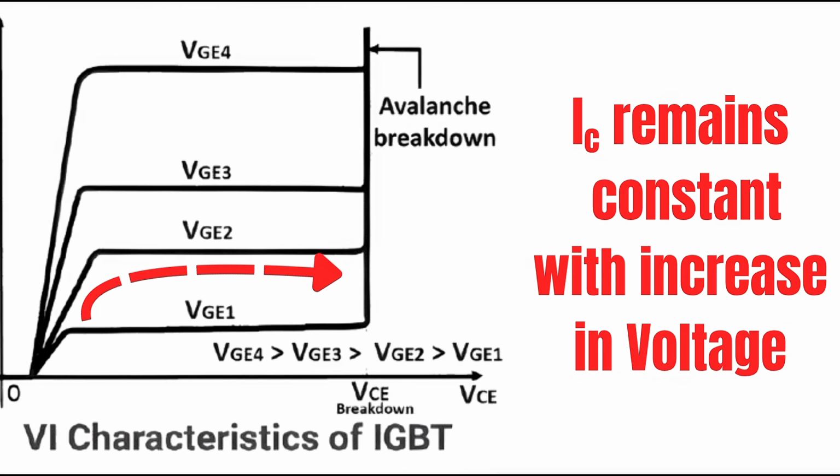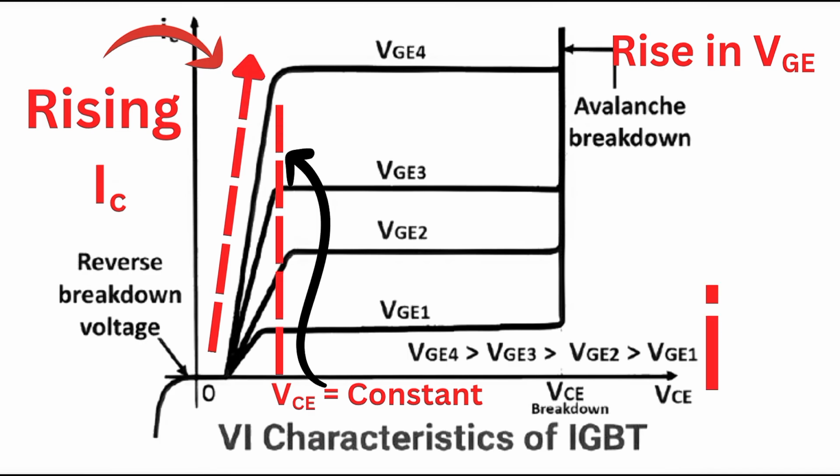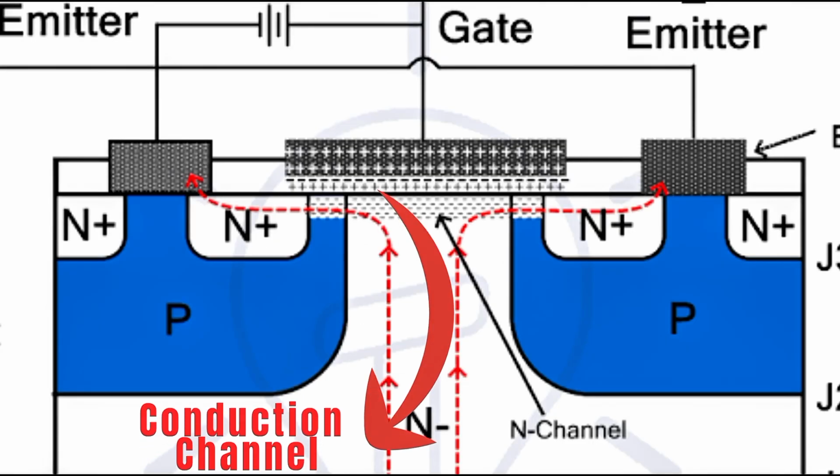Eventually, as VCE continues to increase, the collector current levels out and becomes relatively stable. This marks the saturation region, where the IGBT behaves like a fully turned-on switch. If I increase the gate voltage further, say from 10 to 15 volts, the IGBT allows even more collector current to flow at the same VCE. That's because the conduction channel becomes wider and internal resistance decreases.